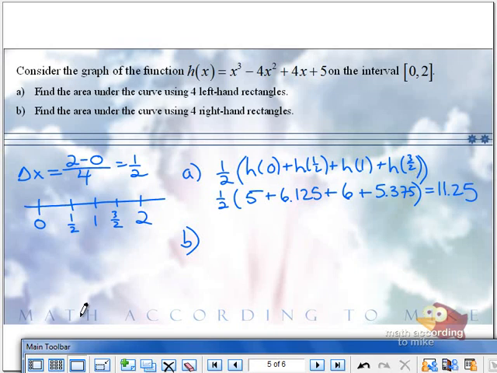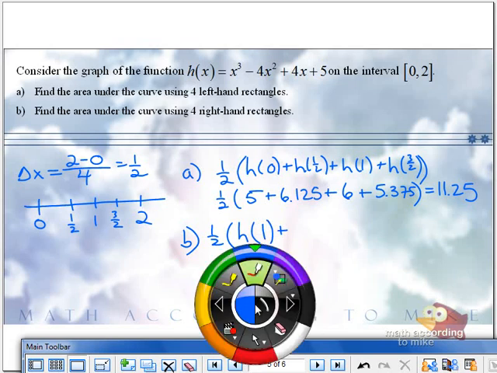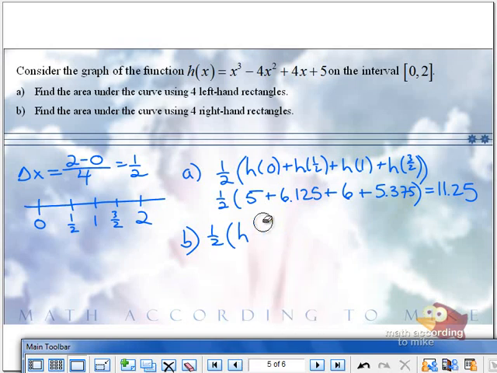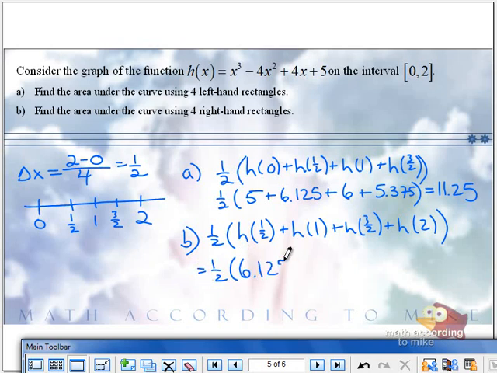11.25? Okay. So for part B, since all the widths are 1/2, I'm going to pull that out as well, and we're going to use 1/2, 1, 3/2, and 2. So 3 of these values we already have. So we have 6.125 plus 6 plus 5.375. And what do you get for h of 2?